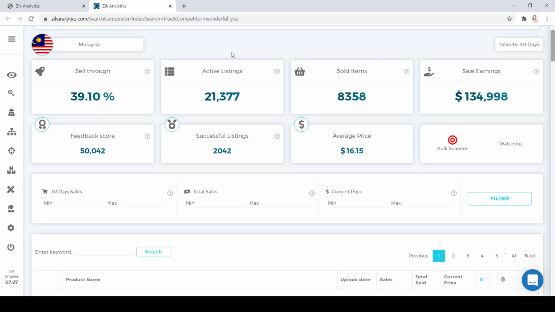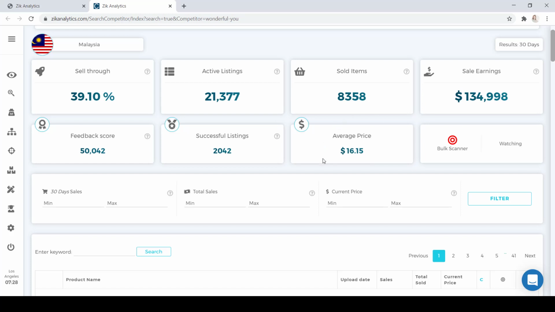Here you can see I came across this seller from Malaysia. Because he is coming from Malaysia, we can take into consideration that he probably is a dropshipper. Like before in our previous videos, when we find a seller, we want to go through his stats. In our previous lesson, we talked about what are good stats and what are not so good stats. So here, as you can see, this seller has a 39.10% sell-through rate, over 21,000 active listings, over 8,000 sold items, and out of those 21,000 active listings, 2,042 sold successfully.